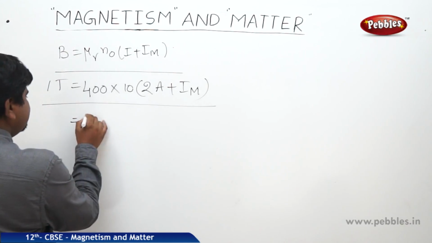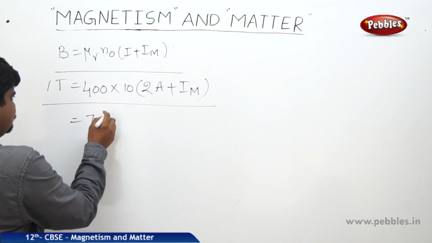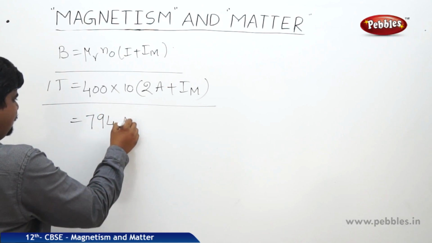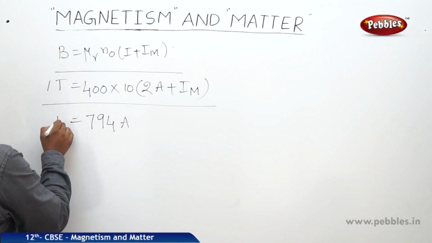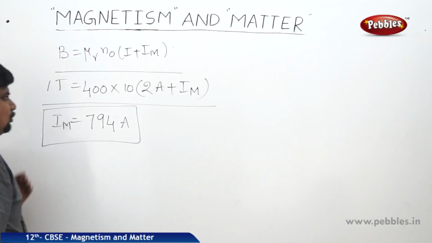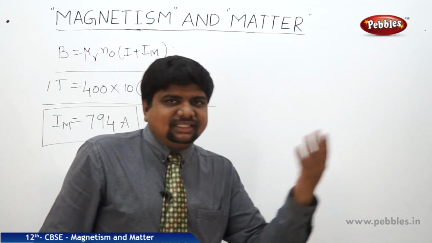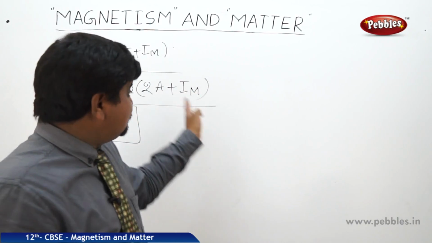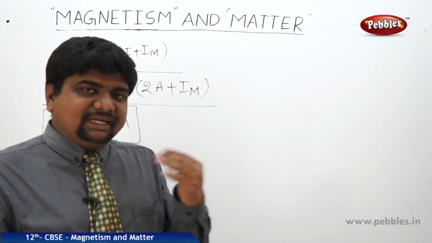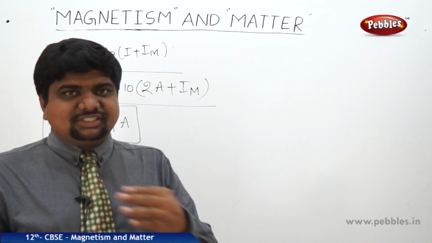So Im is equal to 1 by 4000 minus 2 amperes. So we will get 794 amperes. Almost 800 minus 2, like that we will get 794 amperes. So this much is the current which is needed to pass as the magnetizing current through the solenoid.